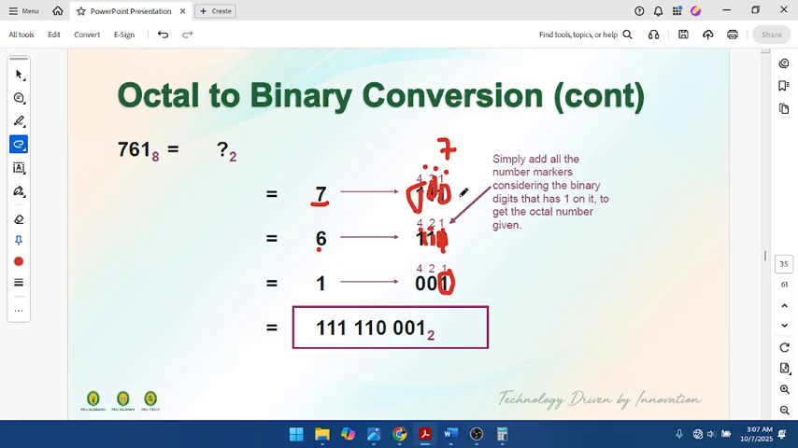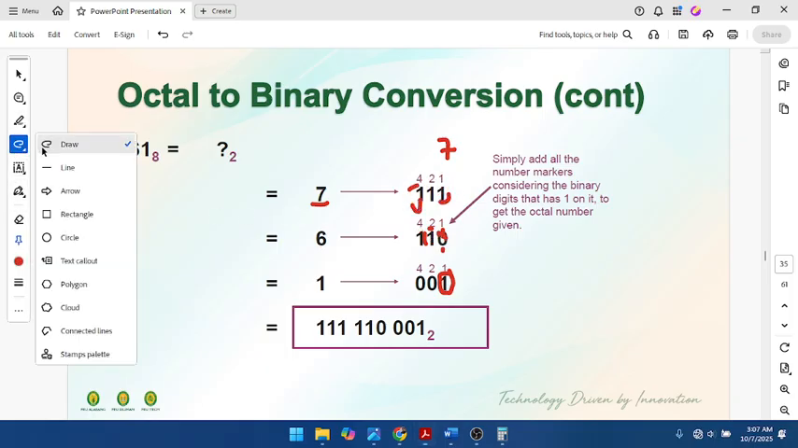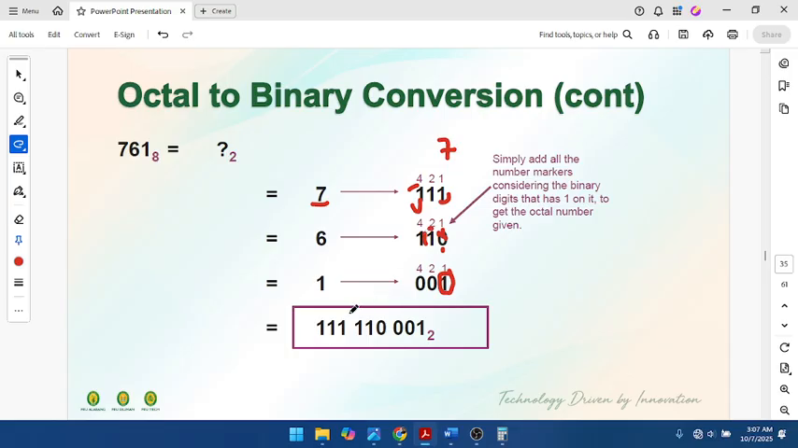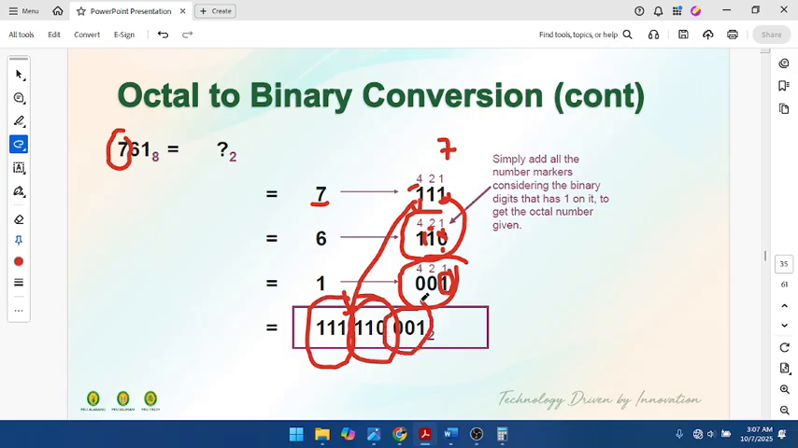So now how we represent it in binary conversion. First, 1, 1, 1 for the 7. Then 6 is 1, 1, 0. And the last one, 1, is 0, 0, 1. So the answer is 111110001 base 2.